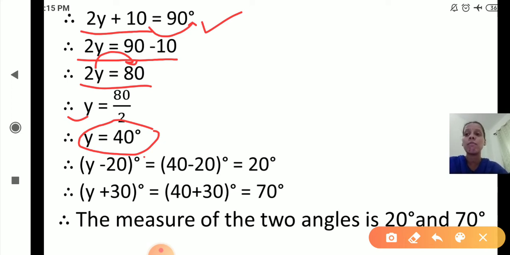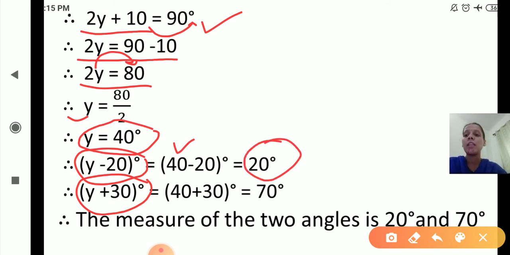So what is the measure of these angles, y minus 20 and y plus 30, which are given in the question? Now put the value of y, that is 40 degree. 40 minus 20 is 20 degree, and y plus 30 means 40 plus 30, that is 70 degree. So which are the two angles here? 20 degree and 70 degree. As you asked this question in the doubt clearing session, I revised this question again.